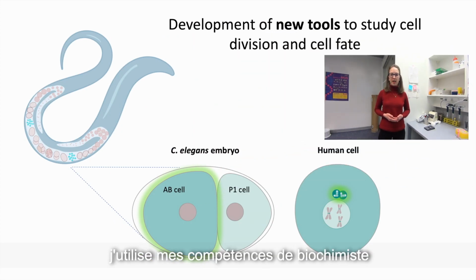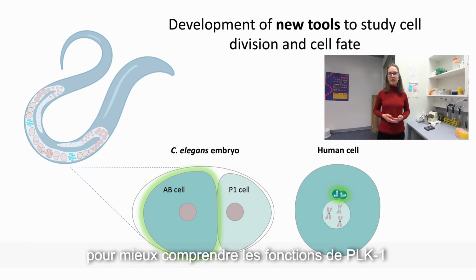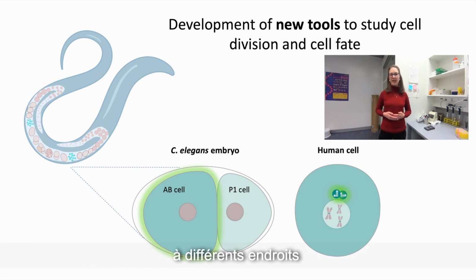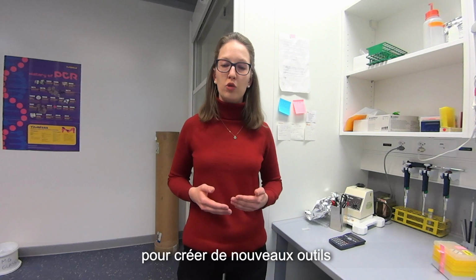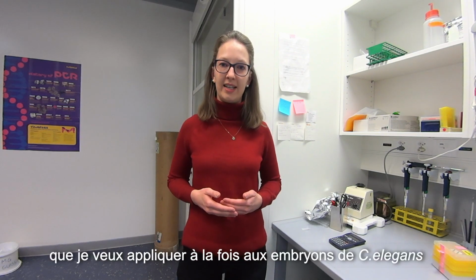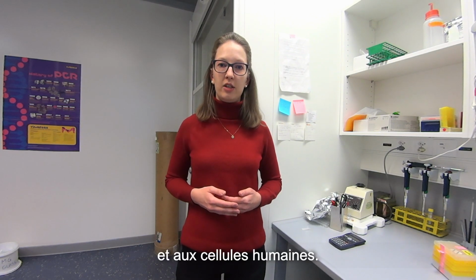During my PhD, I'm making use of my skills as a chemical biologist to better understand the functions of PLK1 at the different locations in the cell and during development. For this, I'm combining organic chemistry and biology to make new tools that I want to use both in C. elegans embryos and in human cells.